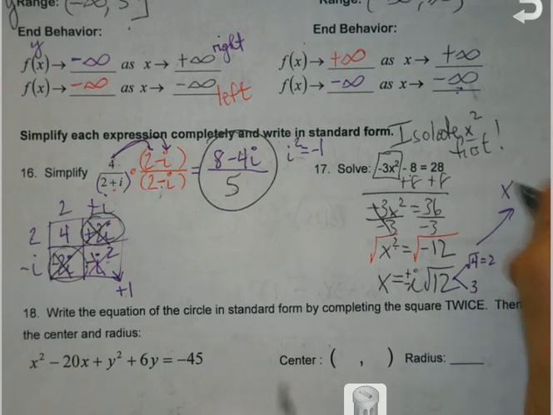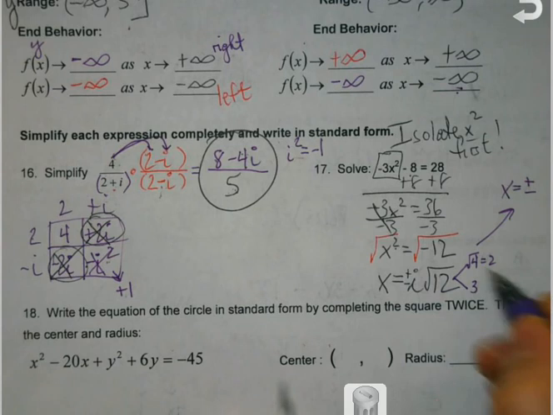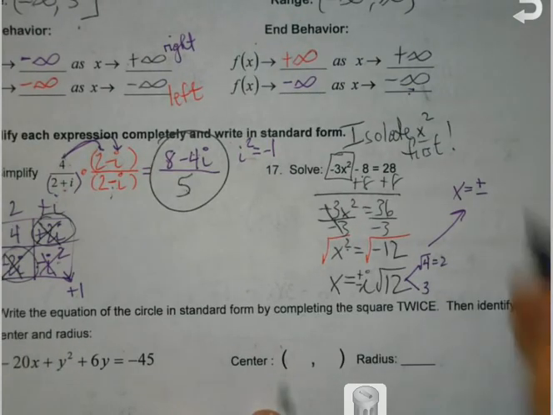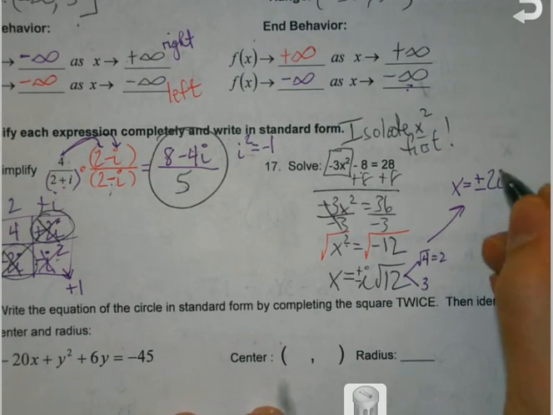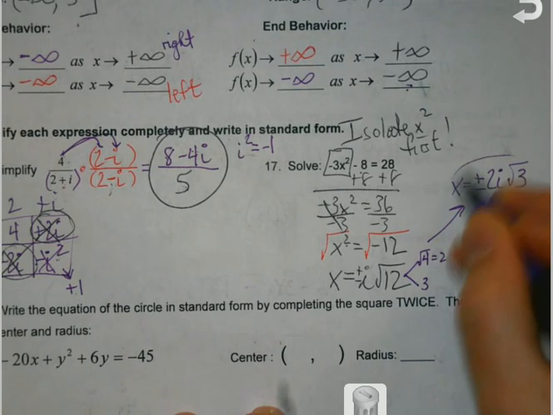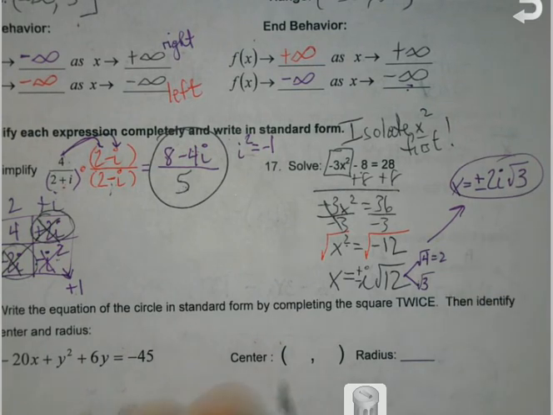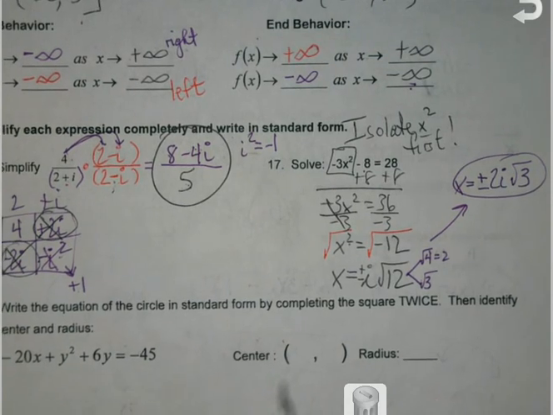So we've got x equals plus minus. The square root of 4 is 2, with my i. And then my square root of 3 doesn't break down anymore. So that just stays the way it is. Lots of little things. Plus minus. Okay? The i. Got to remember those things.